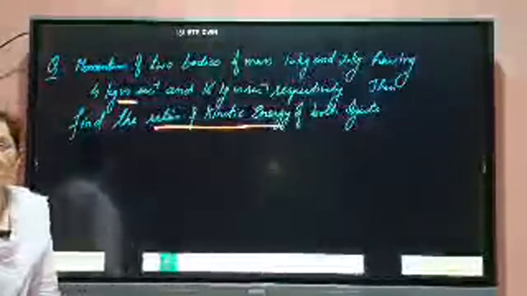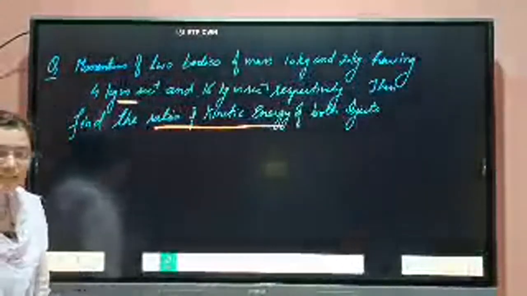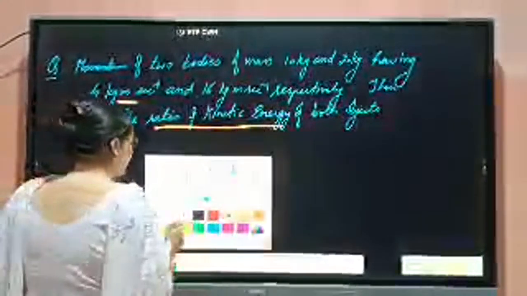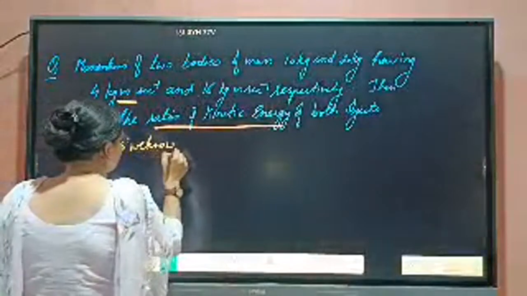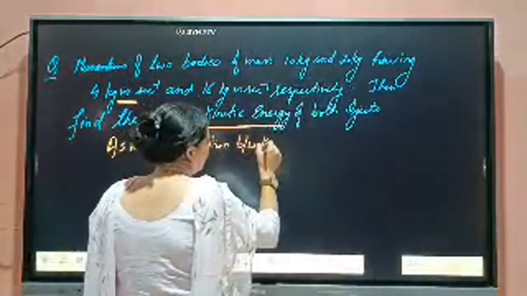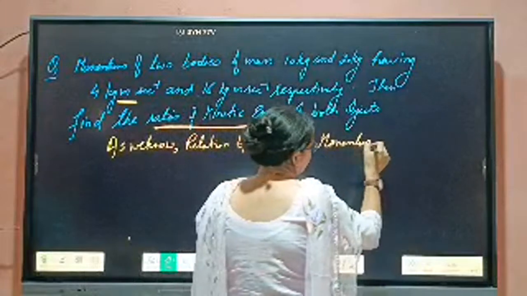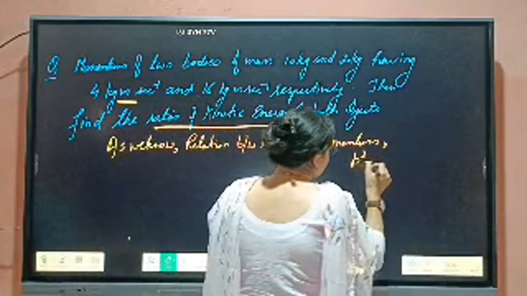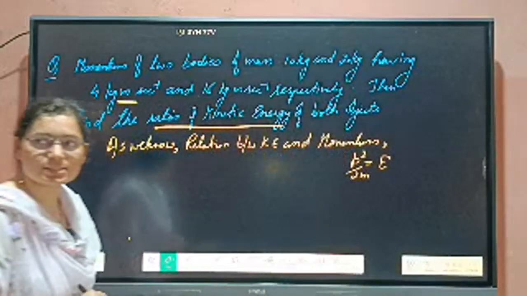Clear? For both objects we have to find the ratio of kinetic energy. Clear? So here momentum is given, kinetic energy we have to find out. I told you what the relation is between momentum and kinetic energy. As we know, the relation between kinetic energy and linear momentum is kinetic energy equal to p square by 2m. Okay, this is the relation between them.